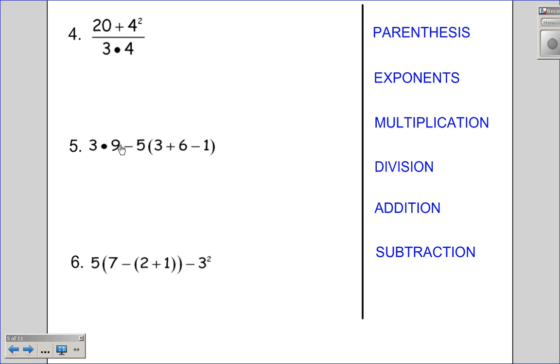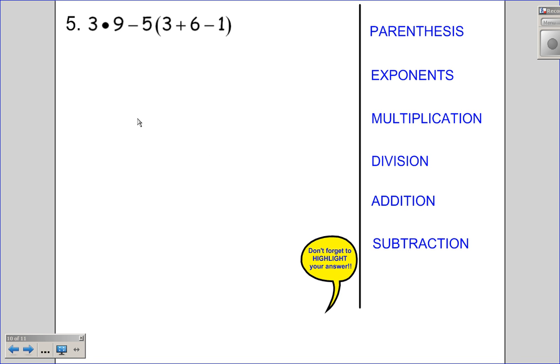Okay, let's take a look at number 5 now. 3 times 9 minus 5 times the quantity 3 plus 6 minus 1. So let's start by looking at the parentheses. Yes, I have parentheses. So what do I do first within this parenthesis? I have the 3 plus 6 minus 1, so I'm just doing addition and subtraction from left to right. I'm following my order of operations in the parentheses.